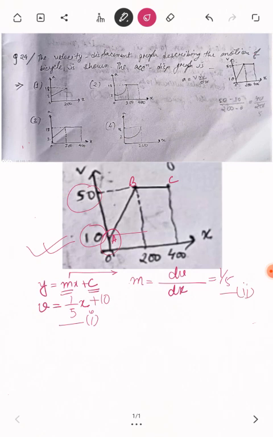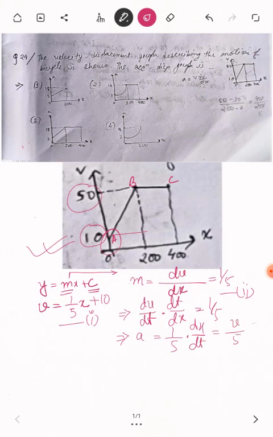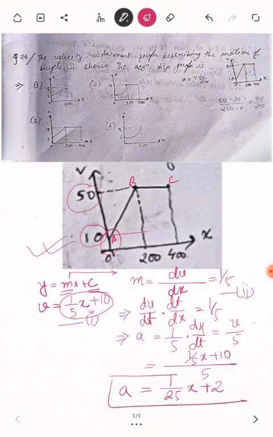Now we can write dv by dx as dv by dt times dt by dx, and that is 1 by 5. What is dv by dt? It is acceleration. dt by dx is 1 by 5 times dx by dt. What is dx by dt? It is v. So that means v divided by 5. What is v? v is equal to 1 by 5 x plus 10. That means (1 by 5 x plus 10) divided by 5, which is 1 by 25 x plus 10 divided by 5. This is equation 2, the relationship between a and x.